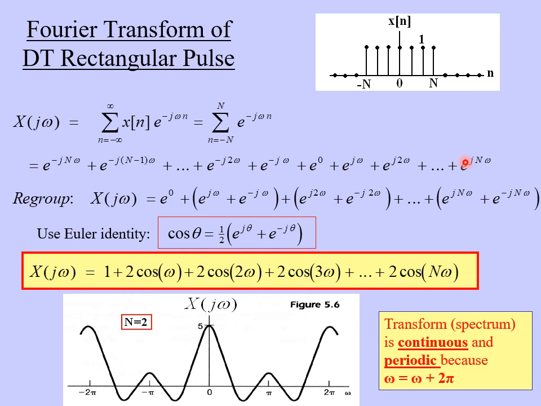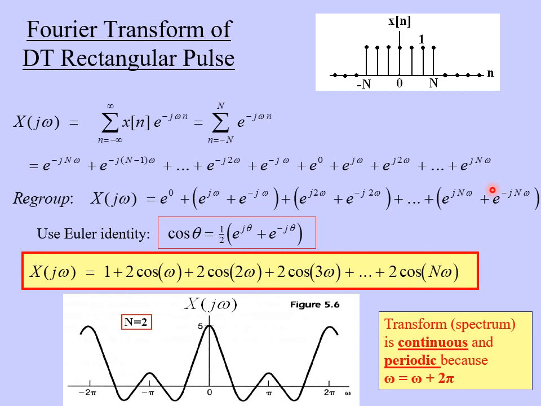Well, we can make some sense of this by regrouping it. Let's put this as sort of the center point here, because it corresponds to this part of the sequence right here. So let's take our e to the 0 and put it first, and let's pair up this one on the left with the first one on the right. I put those in parentheses there. Then we pair this one with this one over here, the ones with the 2's in the exponent, and those are shown here. We keep pairing them until we get all the way to the very end, e to the minus jN omega and e to the positive jN omega. I put those together here.